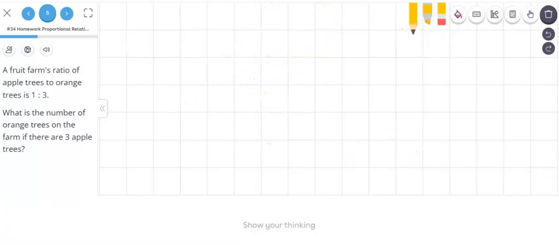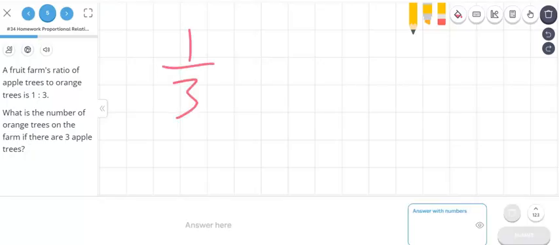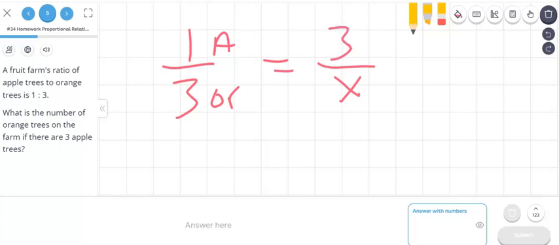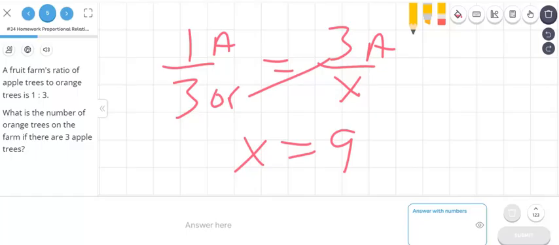Fruit farm's ratio: apple trees to orange trees. So apple, orange. What is the number of orange trees if there are 3 apple trees? So we're going to get x equals 3 times 3 is 9. So there would be 9 orange trees.